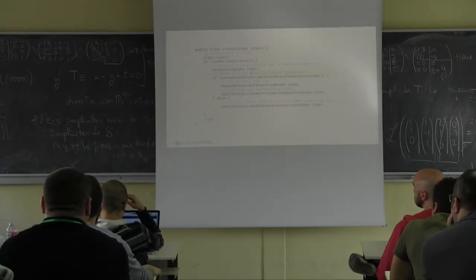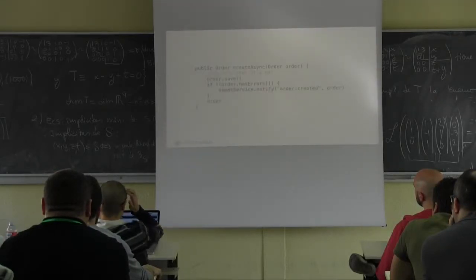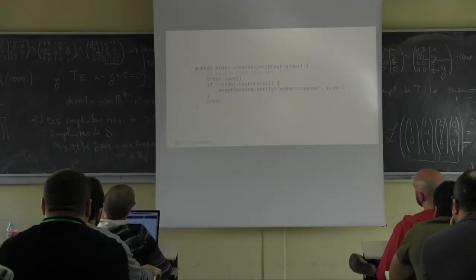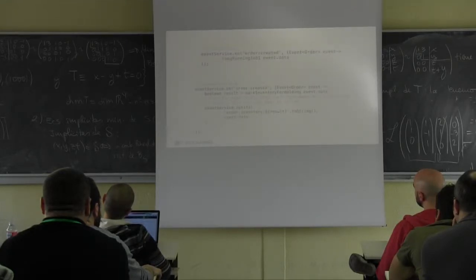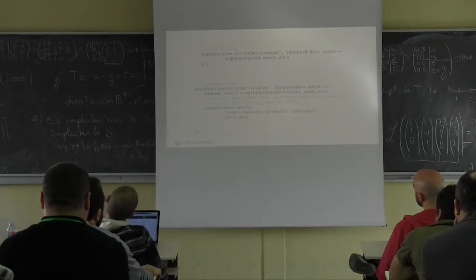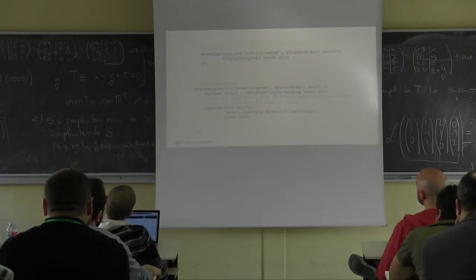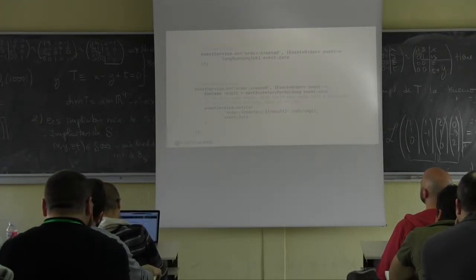So don't do this. Instead, we can do something like this, where I have an order that's created asynchronously, where I basically say, okay, save the order. If there are no errors, emit an event on the reactor that this order was created. And then I'd have other listeners on the reactor. I should probably step back and say the reactor is a message passing, event-oriented approach. So I emit an event that the order was created. I have a particular service that's listening for it that then executes my long-running job.